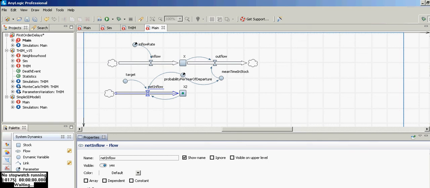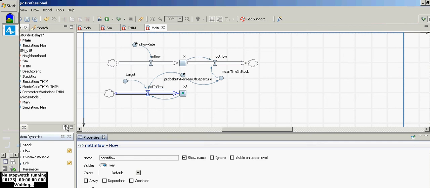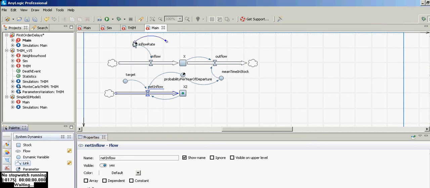and then, what do you think? I'm tempted to do it in terms of mean time in stock, but we'll do it with probability per year. Well, it would be nice to have it in terms of that mean time in stock. I think it's a little bit easier to follow. So I'm going to rearrange these some more. Let's just bring this over there. It's just a layout issue.